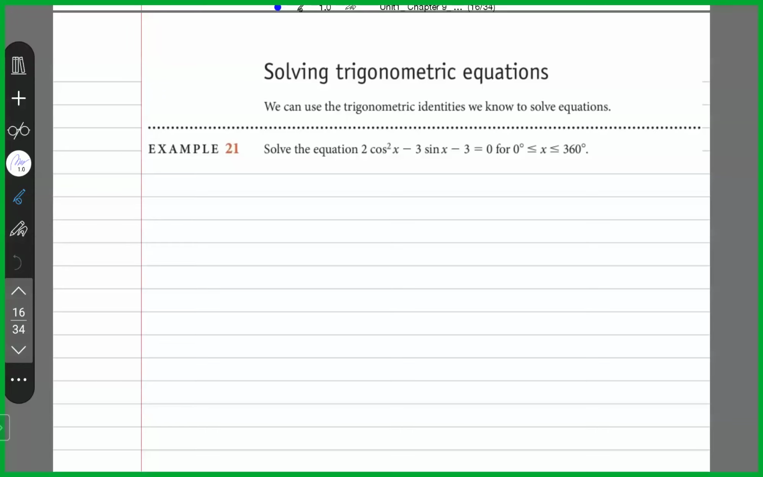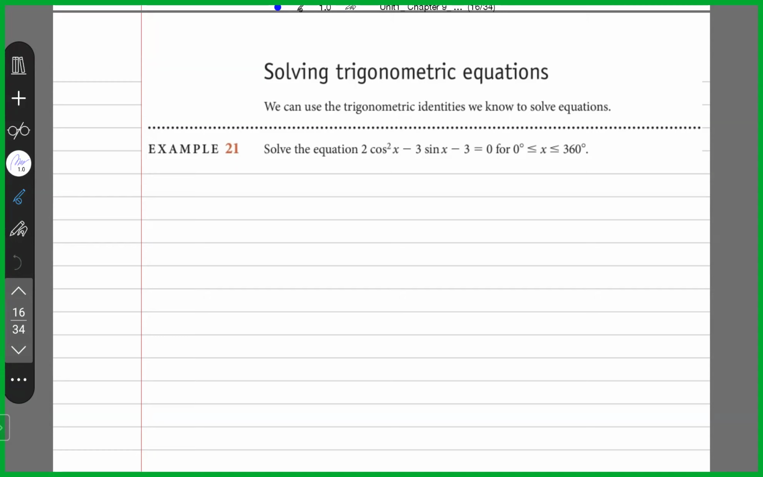All right, so the next thing we're moving on to is solving trigonometric equations. For this, you may or may not need a calculator, so ensure you have a calculator near.